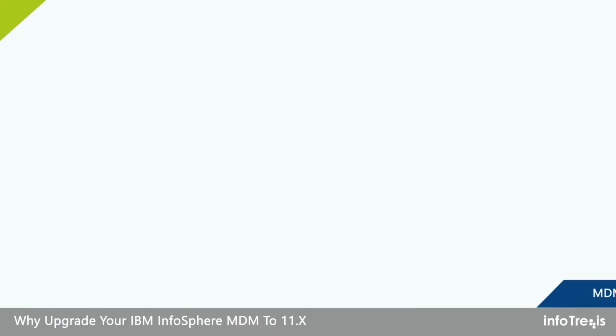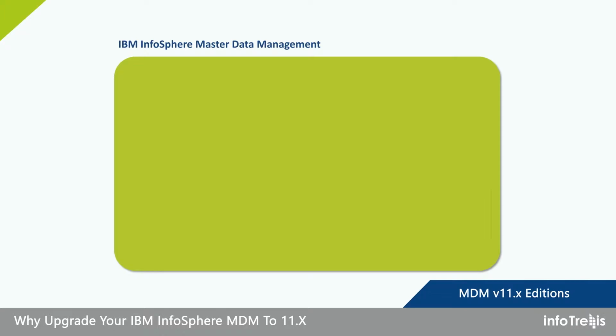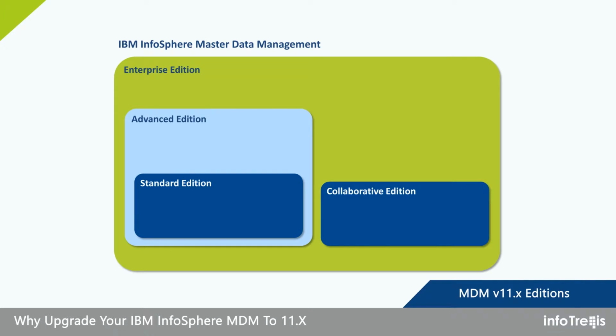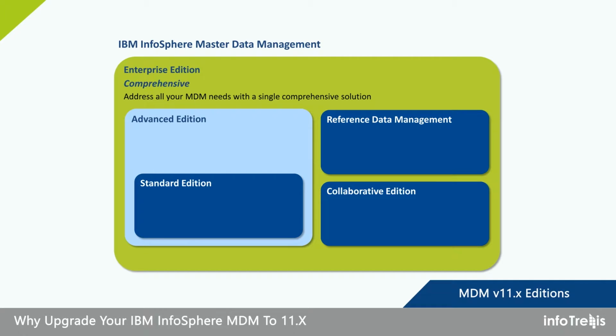Next, we will discuss some of the details about the current MDM edition and the benefits of upgrading to IBM MDM version 11.x. The current MDM landscape consists of Enterprise Edition, Advanced Edition, Standard Edition, and Collaborative Edition. Enterprise Edition is the version which addresses all your MDM needs with a single comprehensive solution. It encapsulates the goodness of Advanced Edition and Standard Edition, which was formerly called Master Data Management Service or Initiate. It also includes Reference Data Management and MDM Collaborative Edition, also known as MDM VIM.